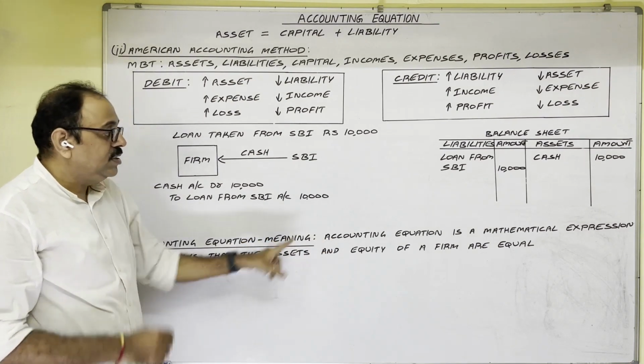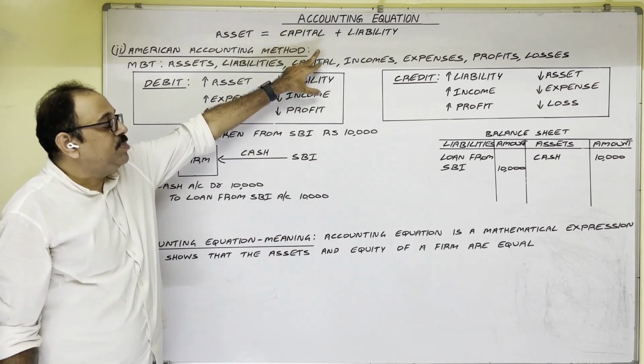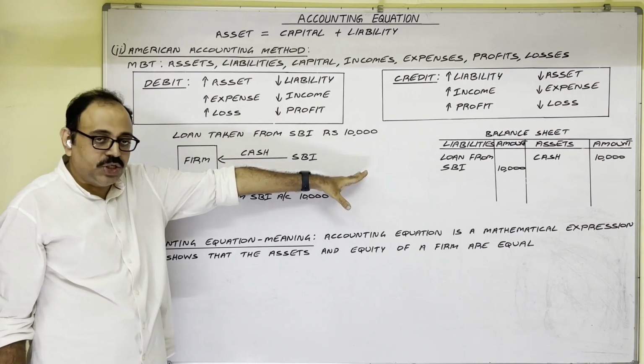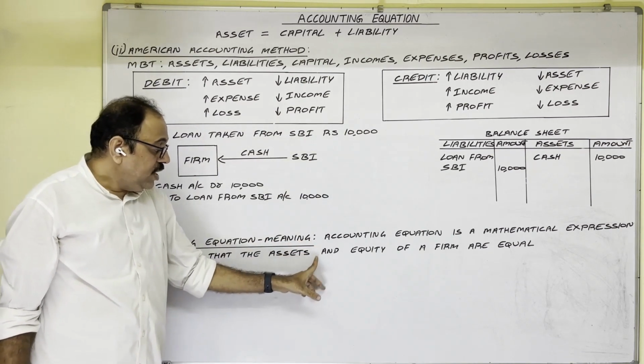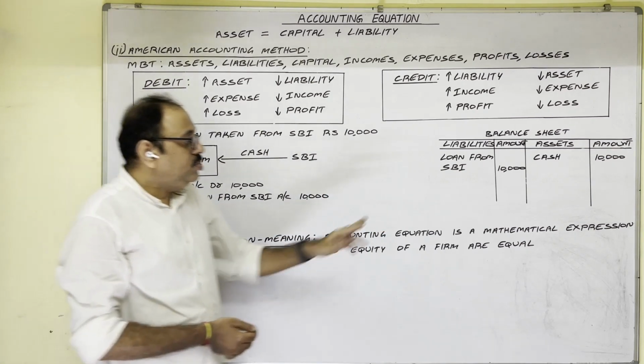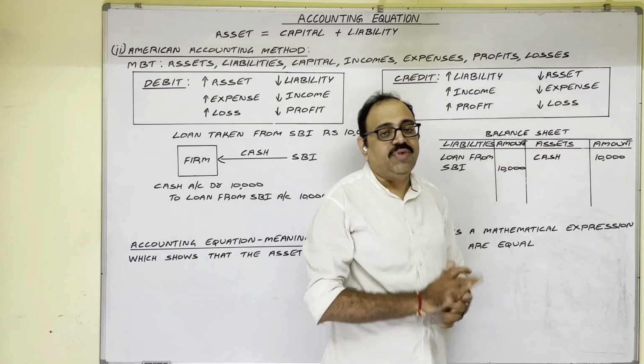So assets, cash, equity, capital plus liability. In our example, only liability is there, capital is not there, capital is 0. So asset and equity of a firm are equal. Two side amounts are equal. So this is the accounting equation.